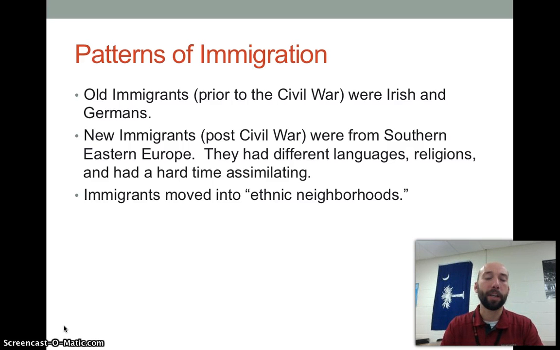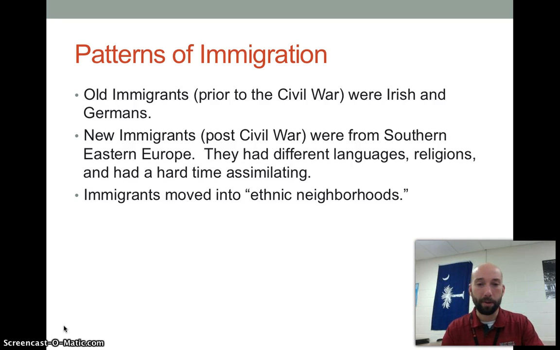So the patterns of immigration: old immigrants prior to the Civil War were mostly Irish and German. The new immigrants are from Southern and Eastern Europe, and they have a lot different languages than these previous immigrants. They have a lot different religions, and it's a much harder time for them to assimilate into United States culture. Think about Irish and Germans, they're both kind of similar in that they're European, they speak Germanic languages. Irish speak English, so that's not a big difference. And then there are also a lot of Germans already here.